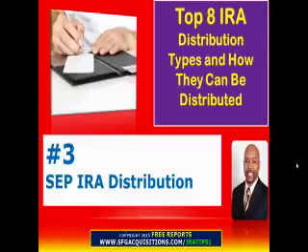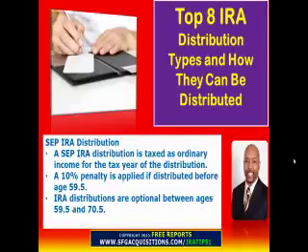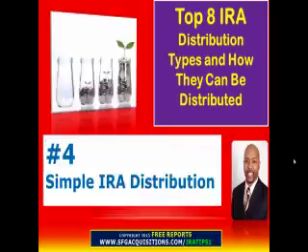Number 3, SEP IRA Distribution. A SEP IRA distribution is taxed as ordinary income for the tax year of the distribution. A 10% penalty is applied if distributed before age 59 and a half. IRA distributions are optional between ages 59 and a half and 70 and a half.